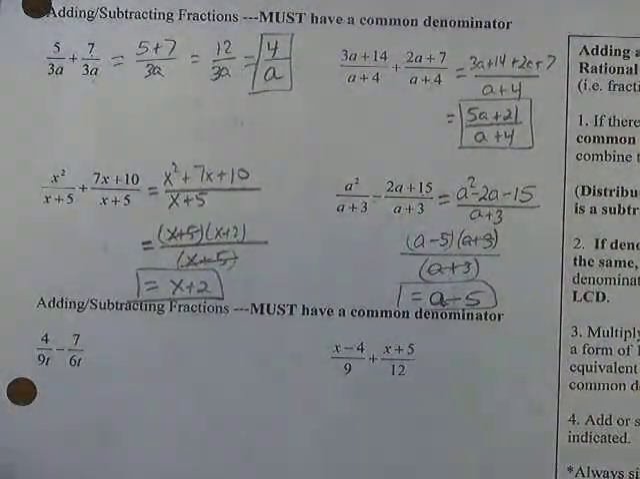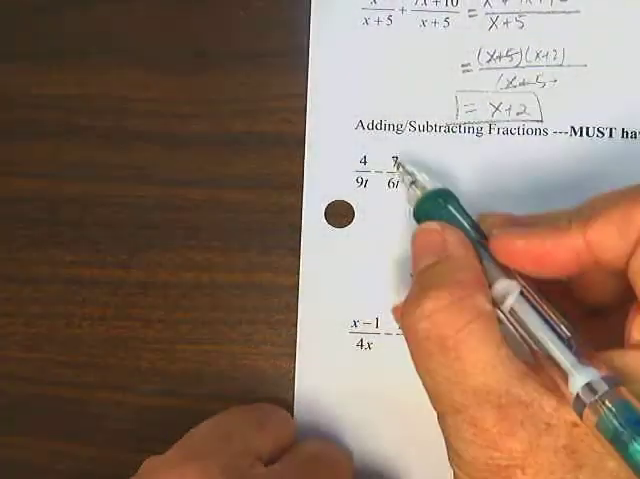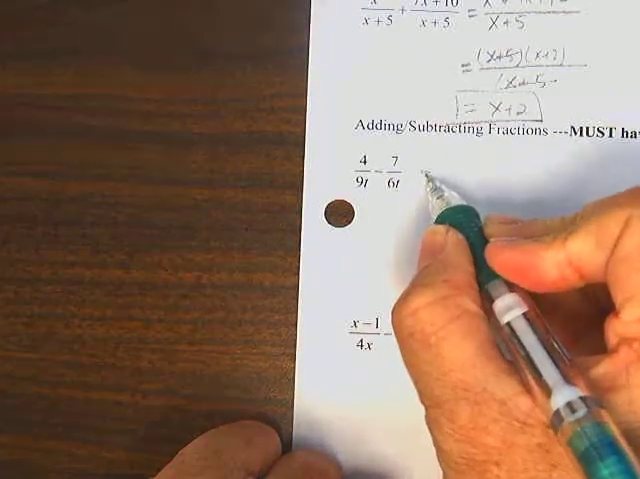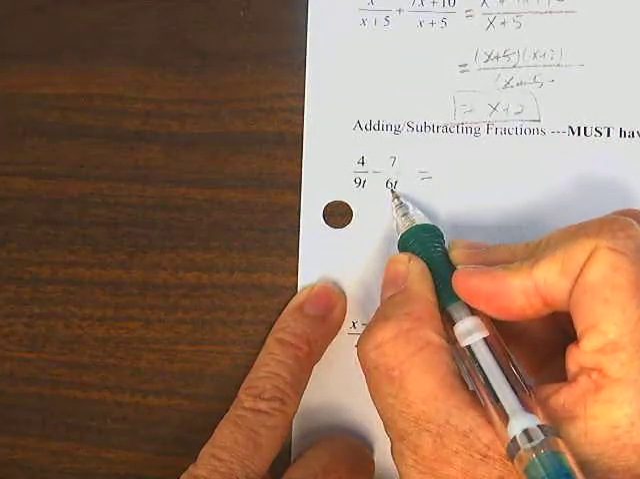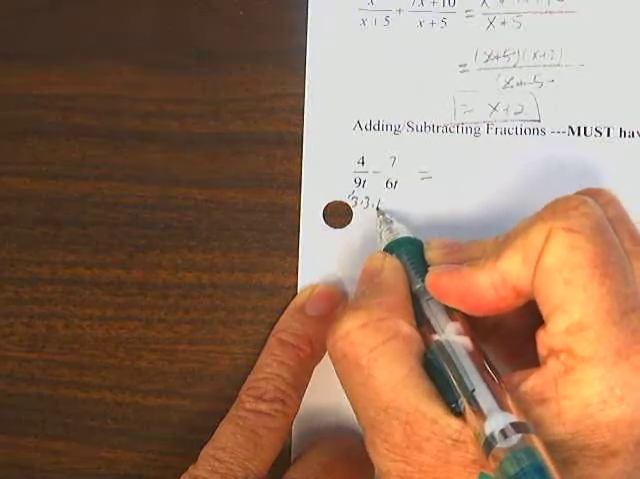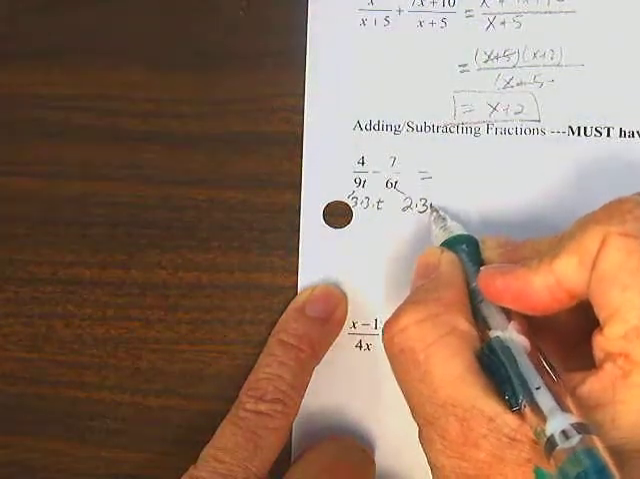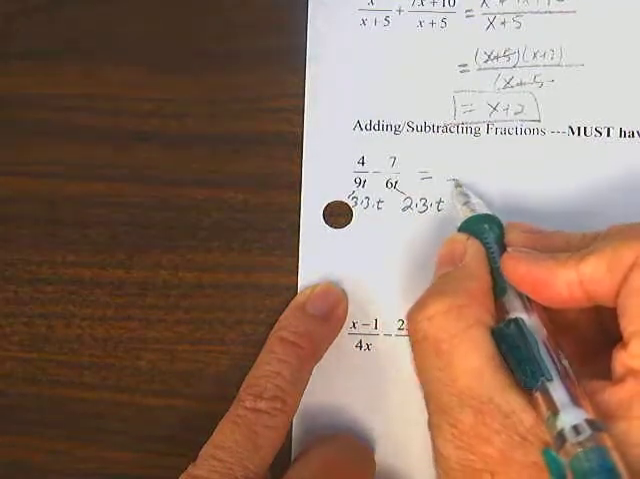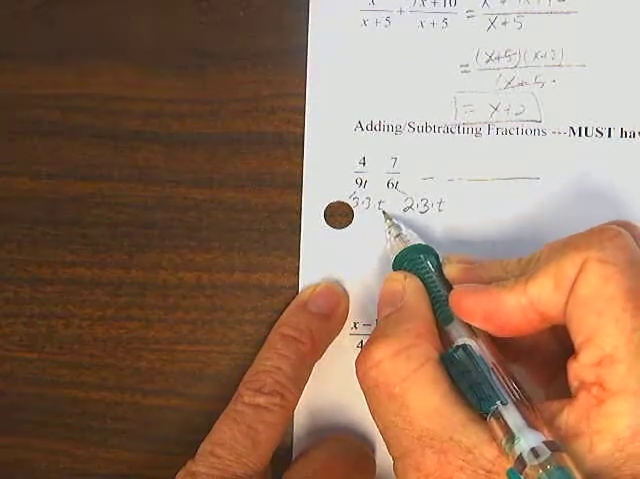Okay, so let's see. What do we have to do to find a common denominator? Let's look at our first problem: 4 over 9t minus 7 over 6t. To find our common denominator, it's going to have to be something that every factor of both of these goes into. So 9t can be factored into 3 times 3 times t. 6t can be factored into 2 times 3 times t. So all our unique factors will be part of our common denominator. So 3 times 3 is 9 times t is 9t.